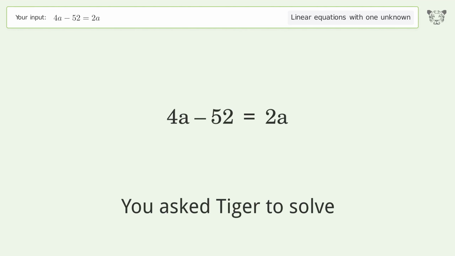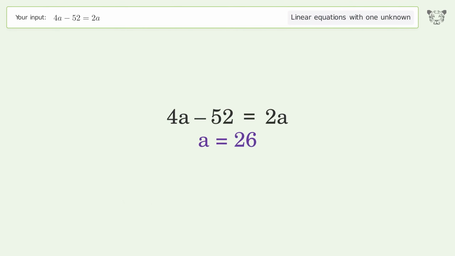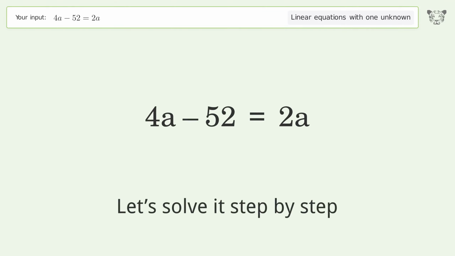You ask Tiger to solve this. This deals with linear equations with one unknown. The final result is a = 26. Let's solve it step by step.